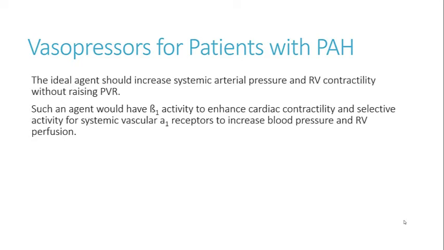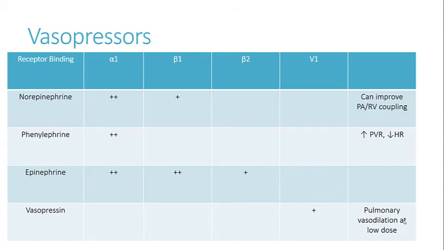Sometimes we still have to use vasopressors in these patients. We really want to increase the systemic arterial pressure and RV contractility without raising PVR, and that becomes a problem with some of the vasopressors. So here's just a quick chart.